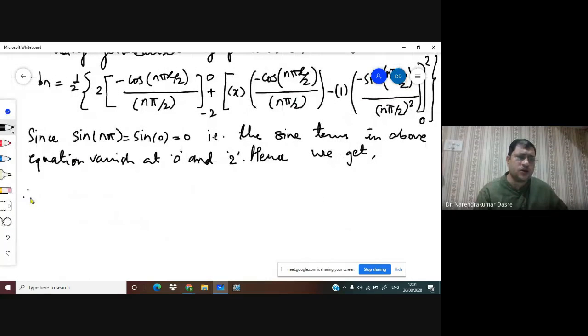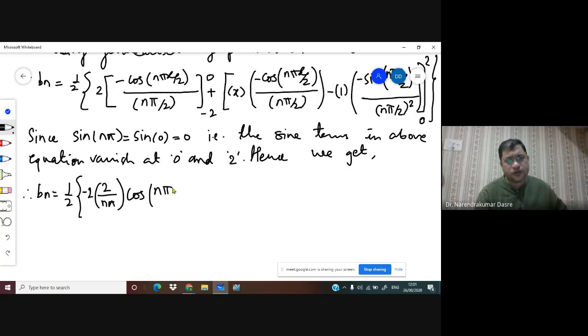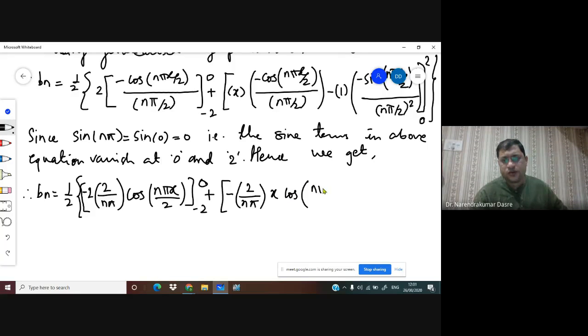so what will be the remaining part in this equation now? Bn is equal to half of, okay, this I can write as 2 into 2 upon n pi, minus, I can take half here, cos of n pi x by 2, and the limits for this are, sorry, minus 2 to 0. Now plus, for this, we'll be having minus 2 upon n pi x cos of n pi x by 2, and the limits for this term are 0 to 2.